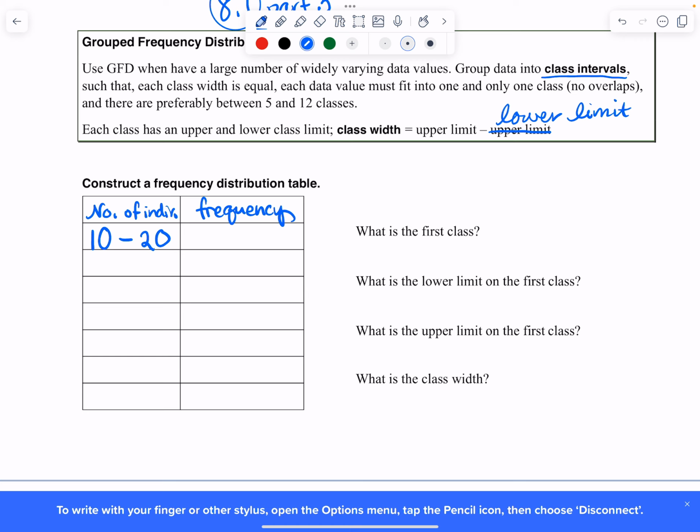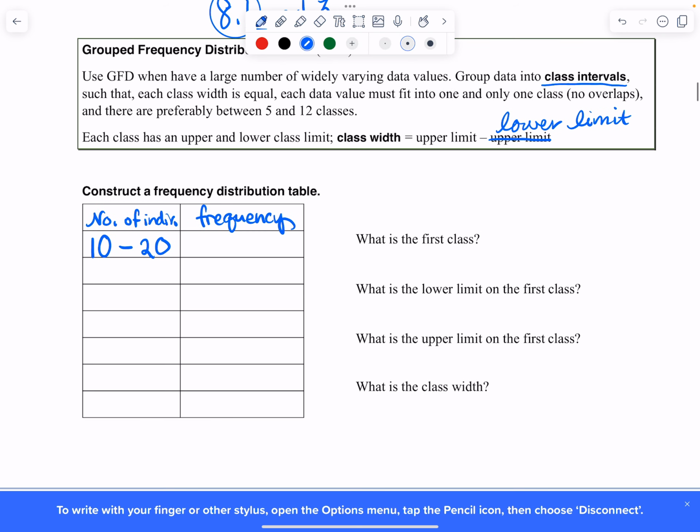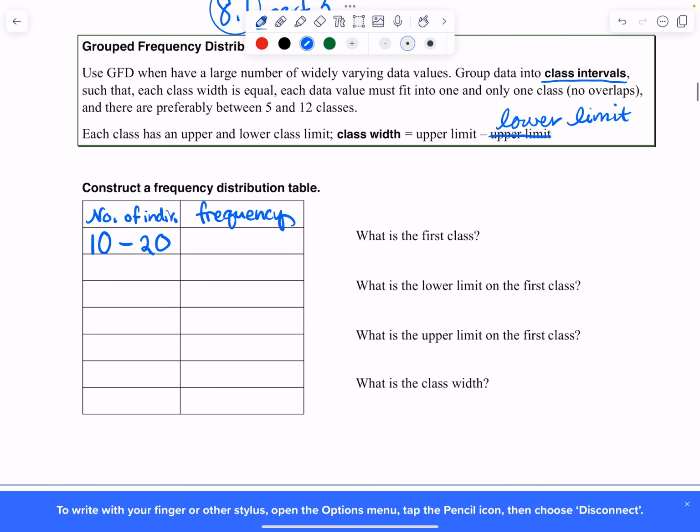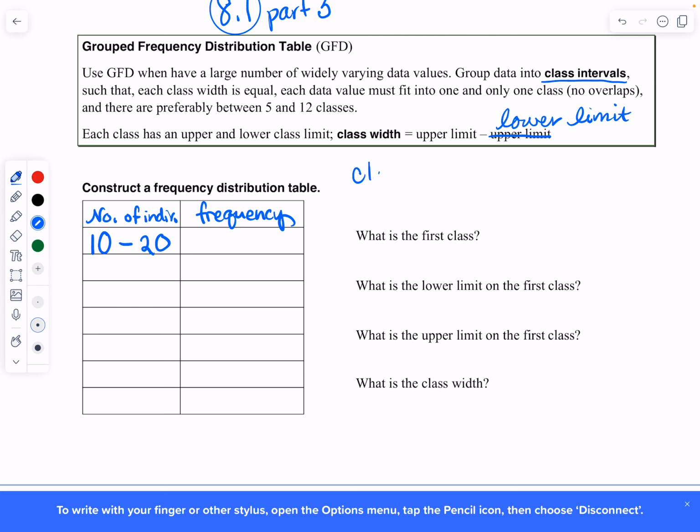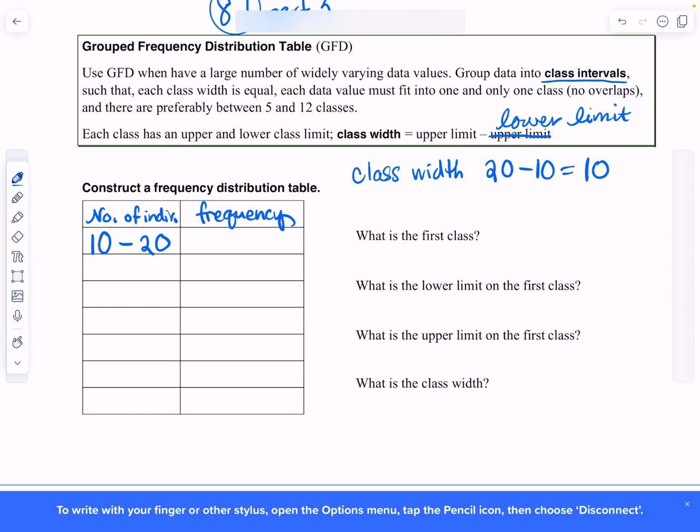So the next width up, and first of all, we need to know how wide the width is. If we take the class width, I'm going to take 20, which is the upper limit, minus 10, and I'm going to get 10. So for the next width up, I'm going to write 21. Notice I didn't write 20 again because we can't have any overlapping. Then I'm going to go up 10, so that would give me the value 30, because check this out: 21, 22, 23, 24, 25, that's 5. 26, 27, 28, 29, 30 is 10.